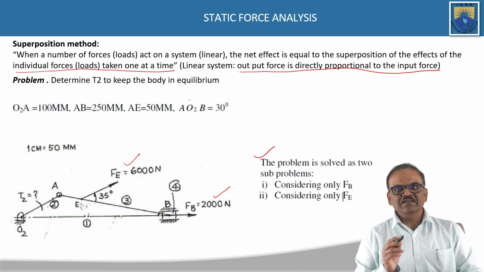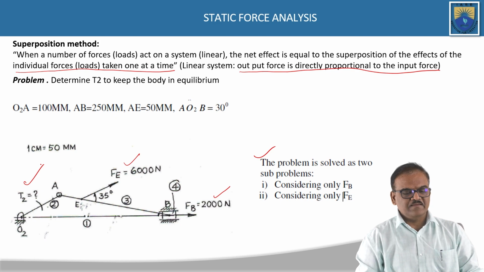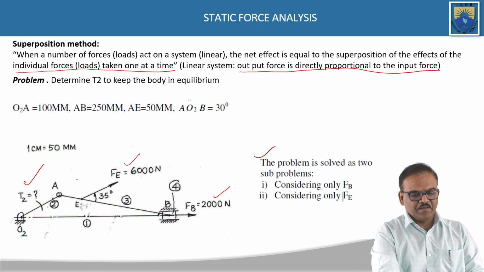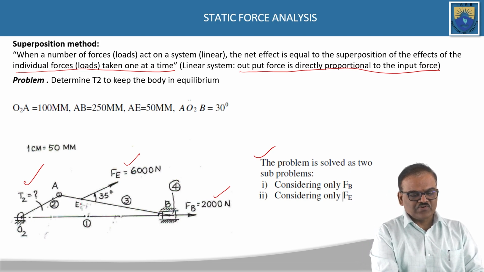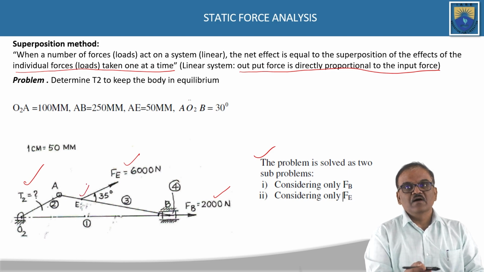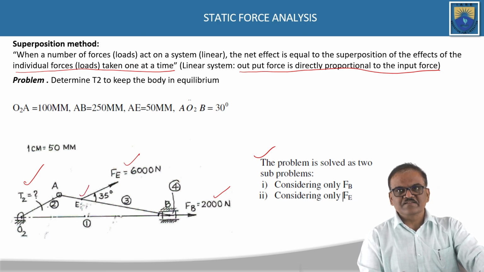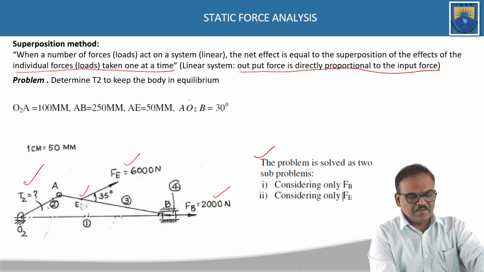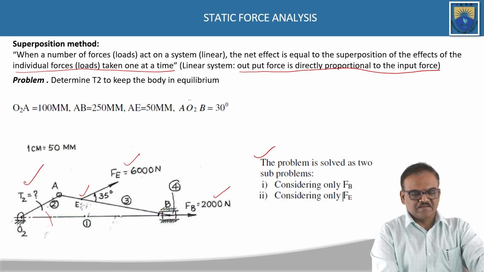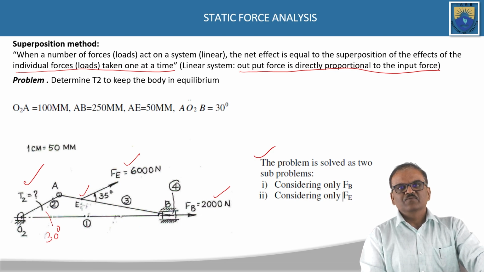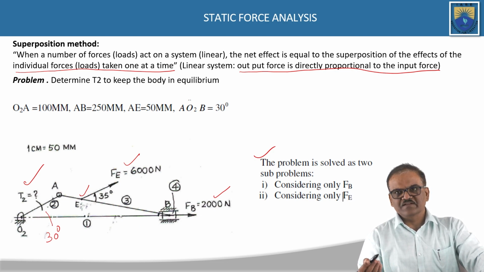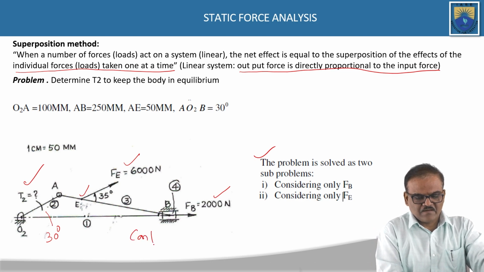And we have a slider crank mechanism with the geometry: O2A, the crank, is 100 mm, and AB, the connecting rod, is 250 mm, and AE, a position on the connecting rod, is located at 50 mm, and the angle AO2B is 30 degrees to the line of stroke. With this, we are going to make the configuration diagram. This we call the configuration diagram.